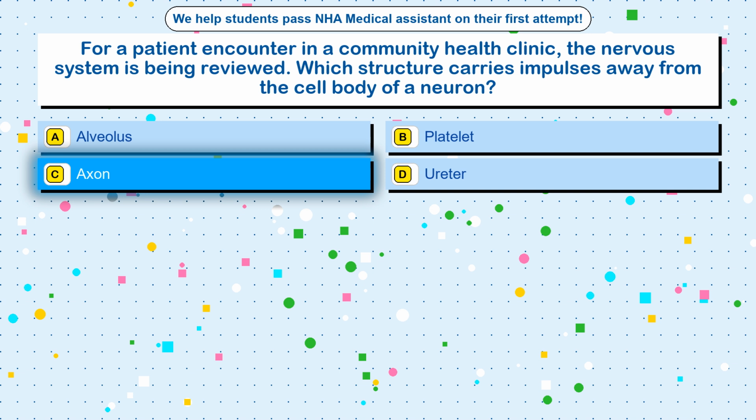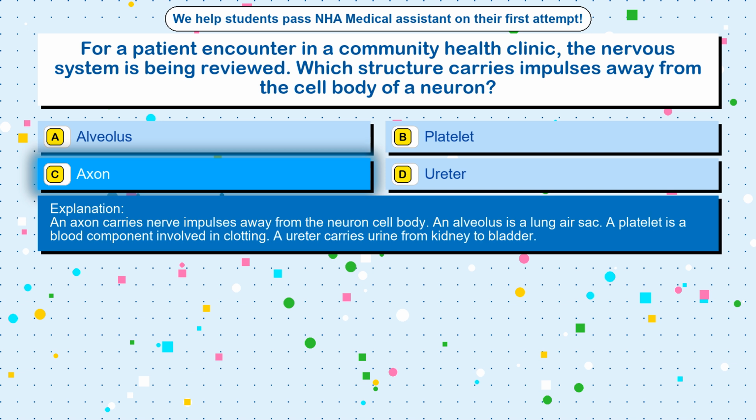Axon. An axon carries nerve impulses away from the neuron cell body. An alveolus is a lung air sac. A platelet is a blood component involved in clotting. A ureter carries urine from kidney to bladder.